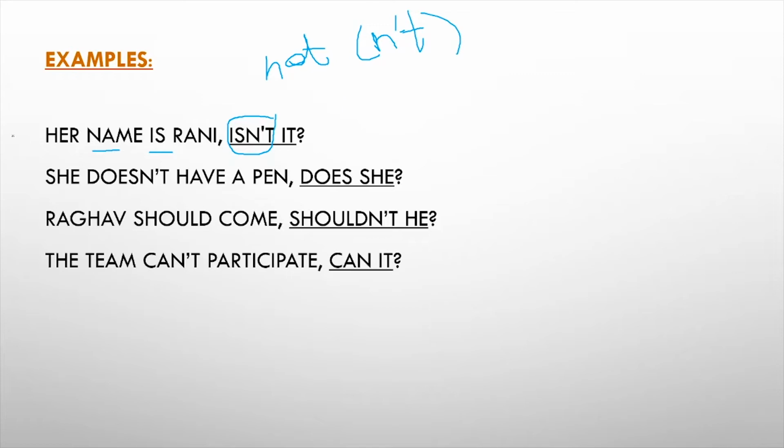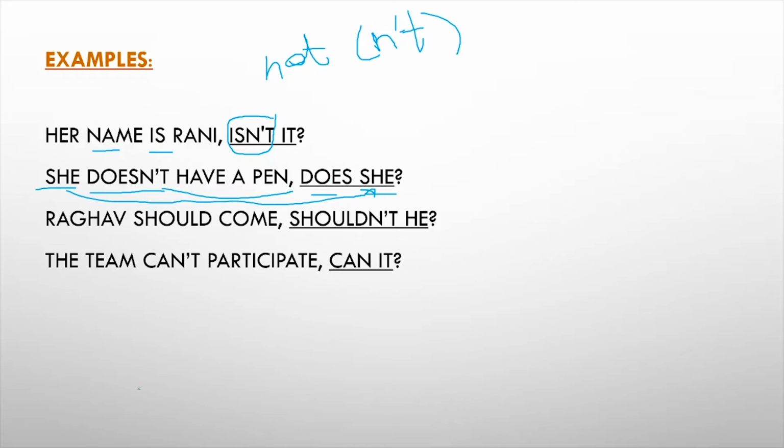Now, name is the point. What is name? Name is a non-living aspect. I cannot use he, she, so I will write it. Isn't it? Okay. She doesn't have a pen. She is the subject. Doesn't is showing that the sentence or the statement is negative. The tag has to be positive. So it will be does she. This is my helping verb and the subject here is a pronoun. So it is a helping verb and a pronoun that I am using.